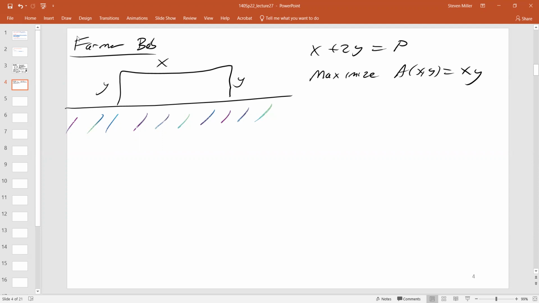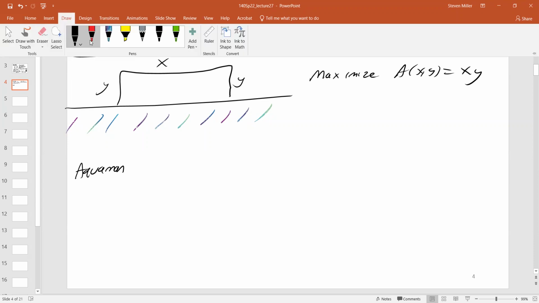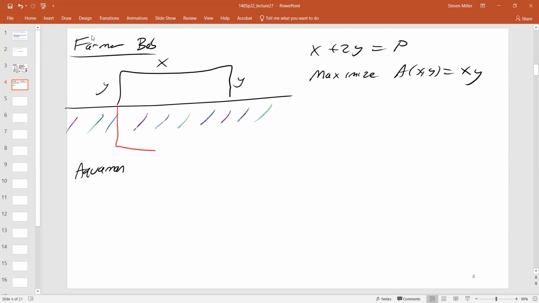Who knows their superheroes? Who knows who Aquaman is? Roughly, Aquaman can swim underwater, he can stay underwater as long as he needs, he can talk to the fishes. So imagine at the same time that Farmer Bob is working, Aquaman down below is working and making a pen for his fish. Do you agree that whatever configuration maximizes things for Farmer Bob will also maximize things for Aquaman? So it's not like we have twice as much perimeter as before.